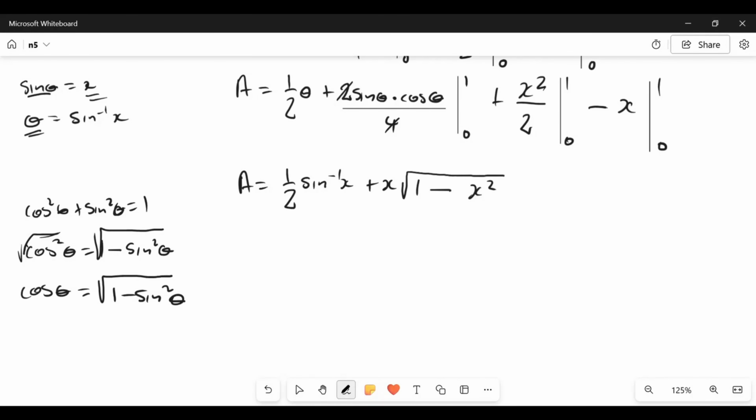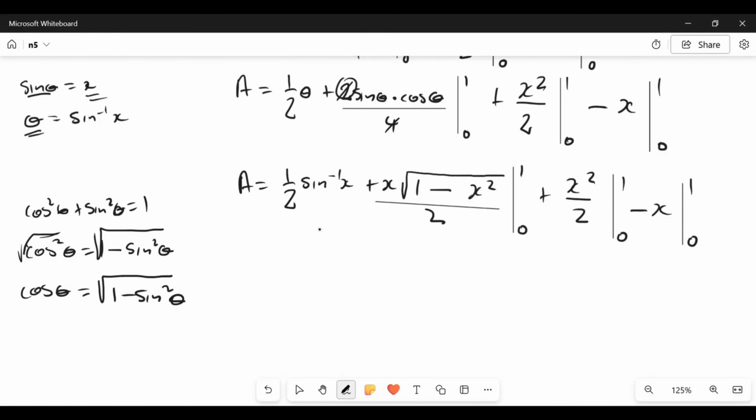I hope you guys can see. Divide by 2 there. Remember, there's 2 here and the 4, they divided each other and they gave you half. And then there we have the upper limit, which is 1, and the lower limit, which is 0. Plus, then these ones, we're just going to drop them as they are. Then we have that minus x, and then the upper limit is 1 and the lower limit is 0.